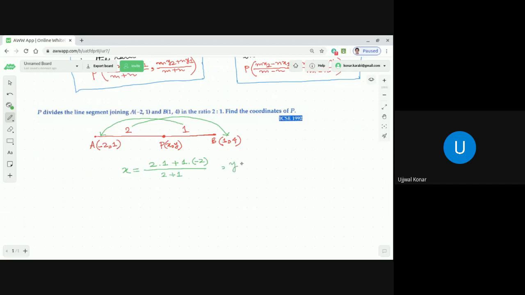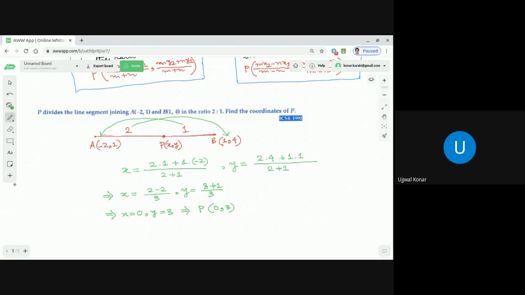And what is the value of y in the same manner? 2 into the y coordinate of the point B, that is 4, plus 1 into the y coordinate of the point A, that is 1, divided by 2 plus 1. So from here we get x is equal to (2 minus 2) by 3, and y is equal to, sorry, 4 into 2 is 8, (8 plus 1) by 3. So x is equal to 0 and y is equal to 3. This implies the coordinate of the point P is (0, 3).